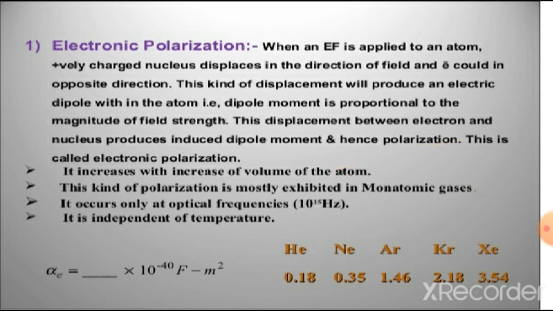Electronic polarization increases with the increase of volume of the atom. It occurs only at optical frequencies. It is independent of temperature. The displacement between the electron and nucleus produces an induced dipole moment and hence polarization. This is called electronic polarization.